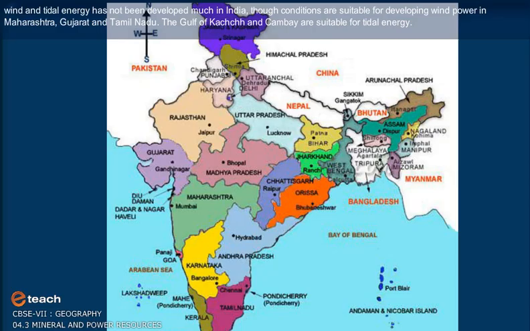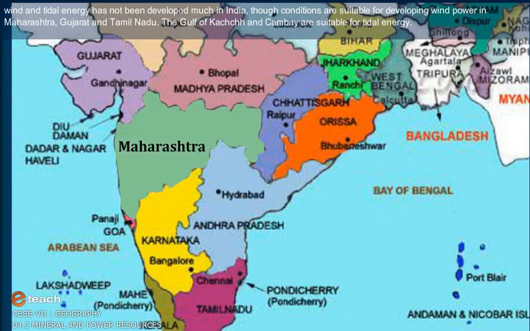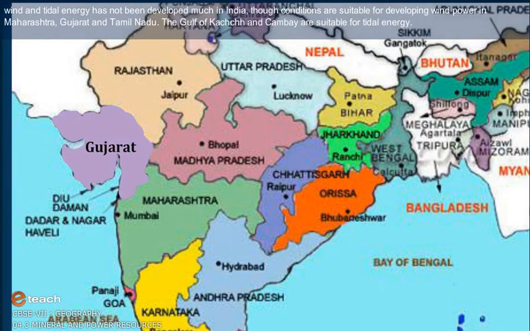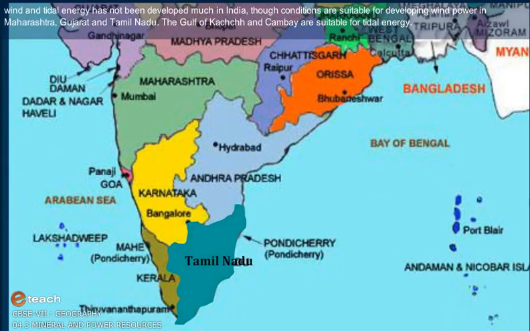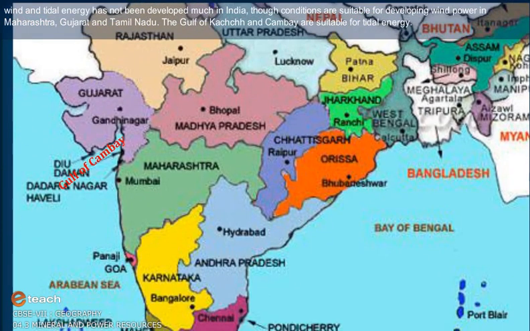Wind and tidal energy has not been developed much in India, though conditions are suitable for developing wind power in Maharashtra, Gujarat and Tamil Nadu. The Gulf of Kutch and Cambay are suitable for tidal energy.